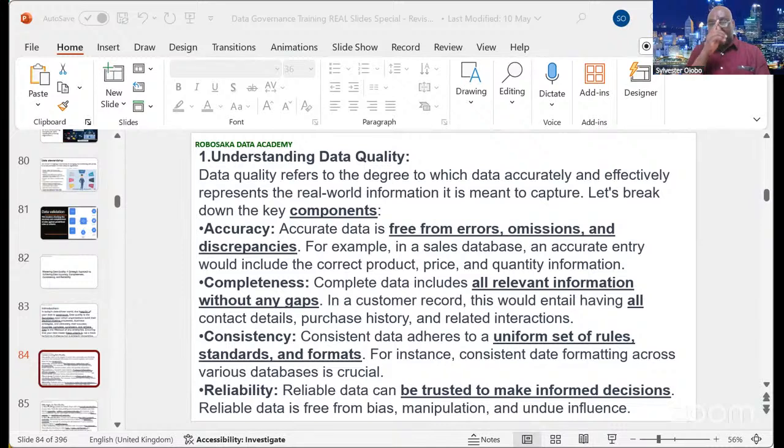Another example is a customer's date of birth, as you said, which is very, very important. What do you mean by date of birth?